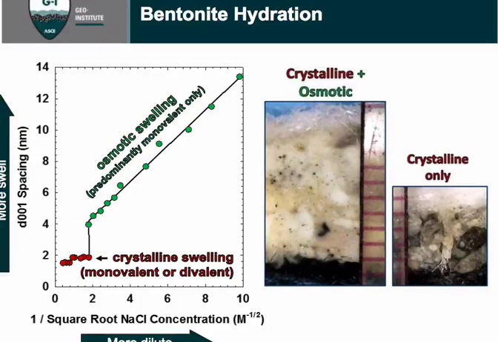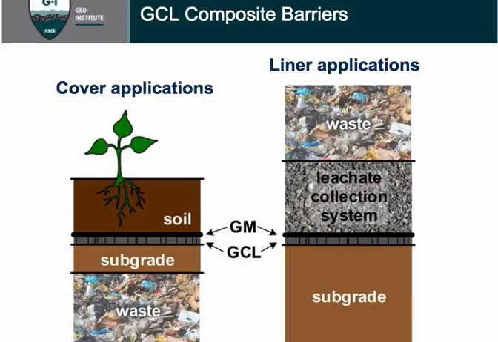GCLs are typically used in 2 applications. One application is in covers. A low hydraulic conductivity layer can be a critical component of preventing that bathtub effect or preventing the generation of leachate due to percolation of precipitation. In a cover application, we'll use a GCL to provide that, often under a geomembrane in what's called a geocomposite barrier system. We can use that same barrier system in a bottom liner application.